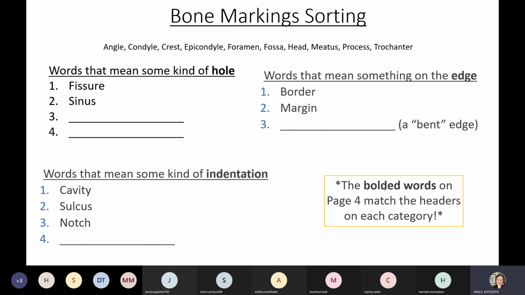So on page 5, you've got the lists that we see here. We're going to work on filling this in together. We're going to need to memorize for the midterm exam which of my fancy bone marking words means a hole, which means an indentation or something that's pressed down, and which means an edge, so kind of toward the outside of something.